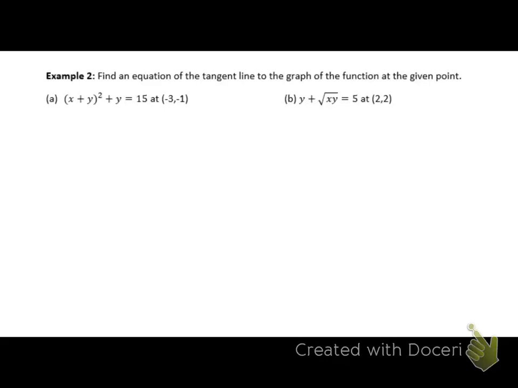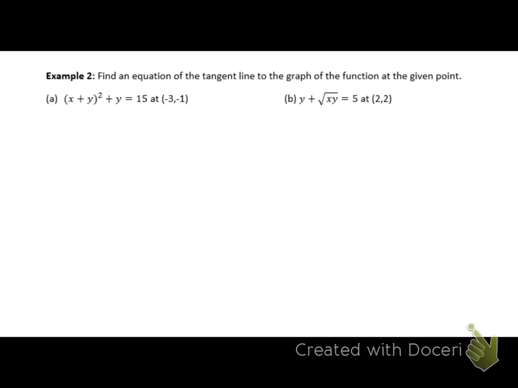This is section 8, implicit differentiation, example 2. So when we find an equation of the tangent line to the graph of the function, we're just finding the equation of the tangent line. And to do that, we're going to use implicit differentiation here because the function is in terms of x and y, right? There's x and y on one side of the equation instead of separated.